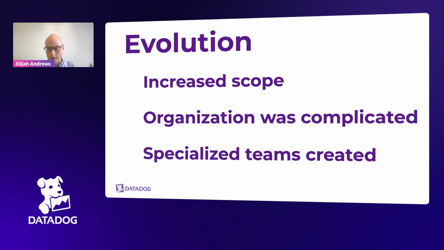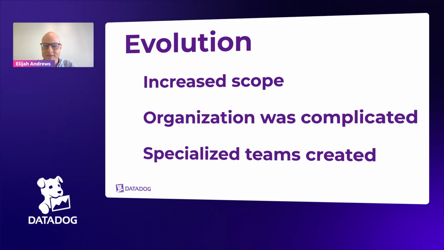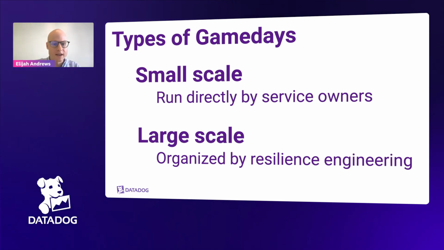When you're running an experiment across your entire infrastructure, it takes a lot of coordination and a lot of work, and we realized that was its own job. And that's the team that Mike works on now. And so really today, we have two types of game days, right? We have small scale game days that are run with very tight iteration cycles.